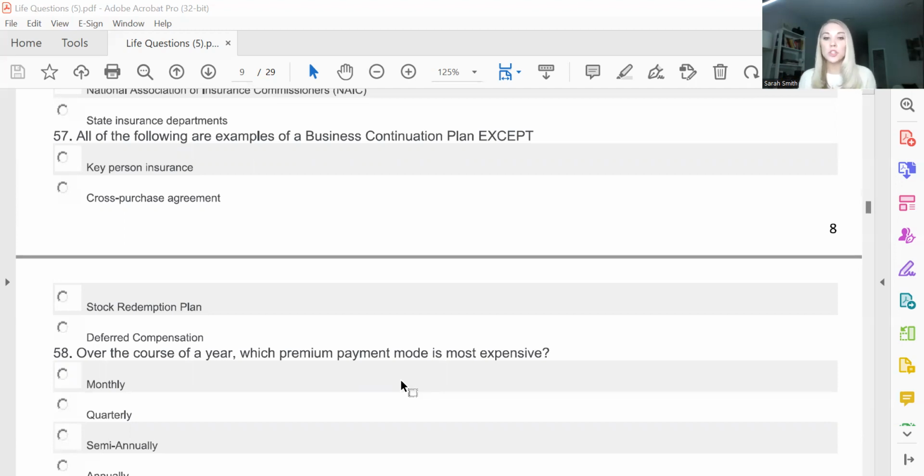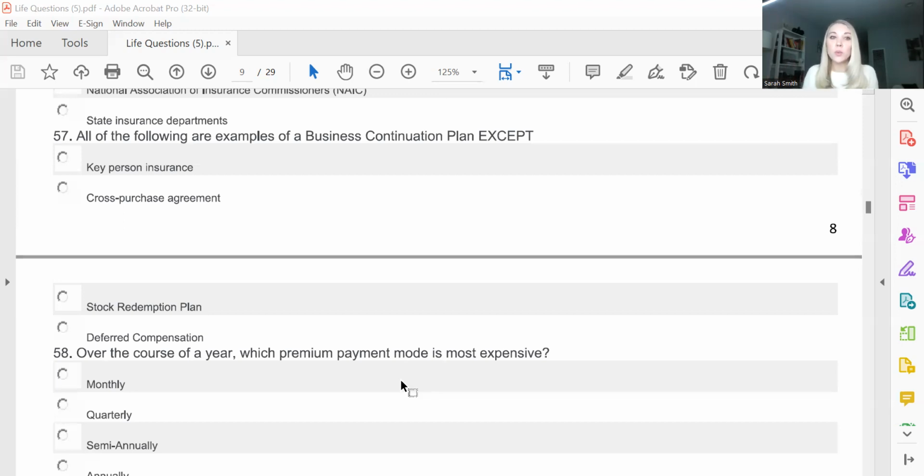So key person insurance would be if I own a company and I hired a CFO. If that CFO were to pass away, that's probably going to affect my business some way. So I would have an insurance policy on that key person to ensure that we at least had the funds to keep the company going until we were able to replace that person that's very integral to my company.